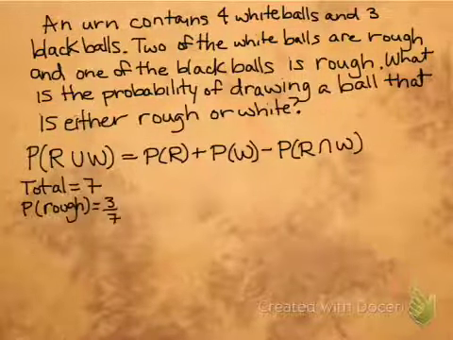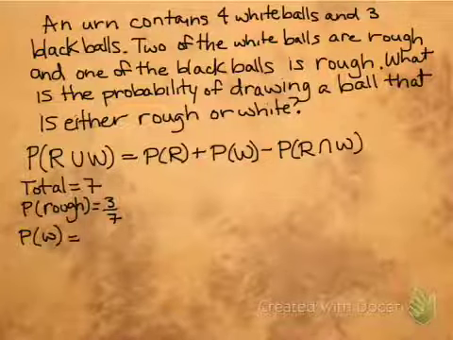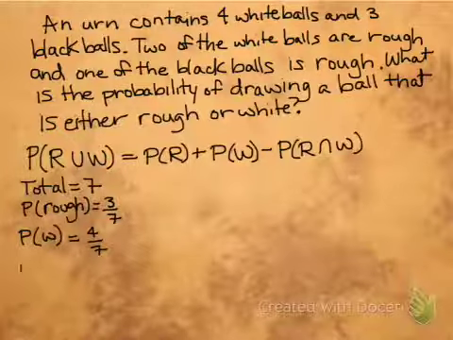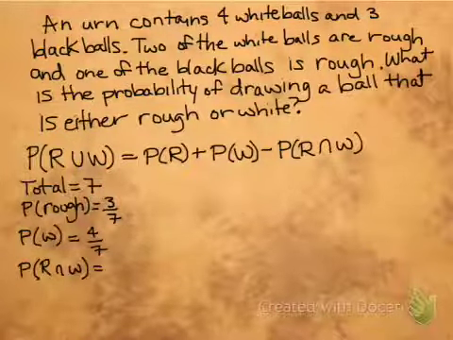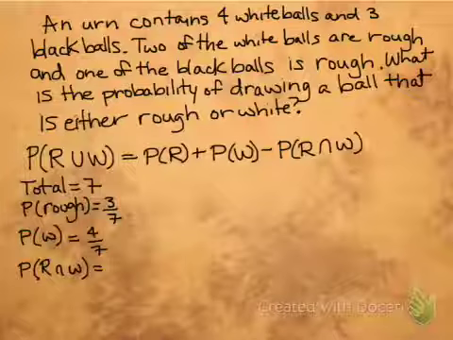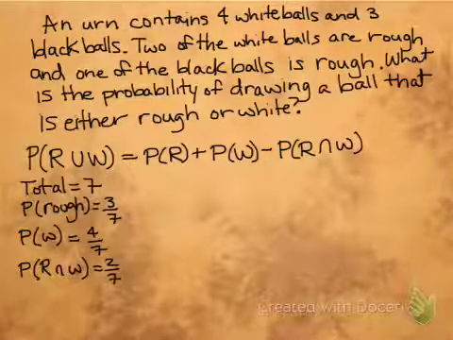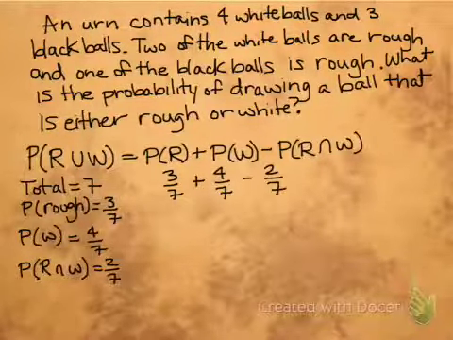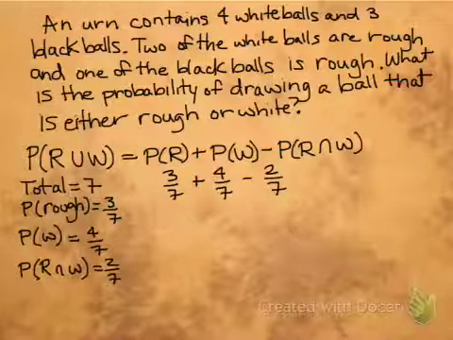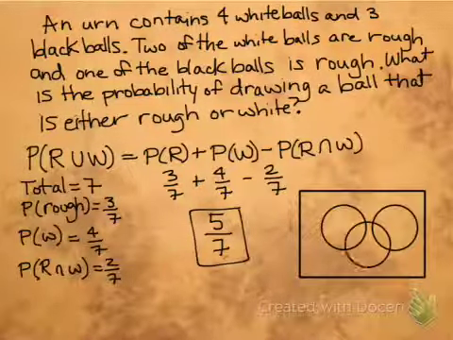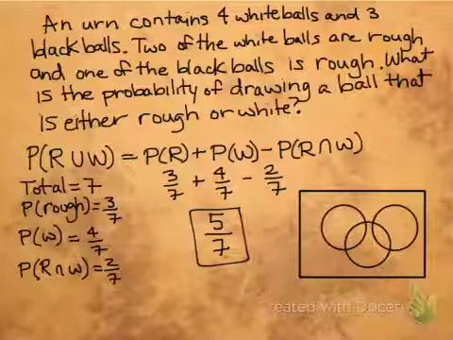The probability that it's white, well, it says there are 4 white balls in the urn. So 4 out of 7 are white. And then the probability that it is rough and white, it says that 2 of the white balls are rough. So that's going to be 2 out of 7. So now we just put it all together. The probability that it's rough plus the probability that it's white minus the probability that it is rough and white. So we get 5/7.